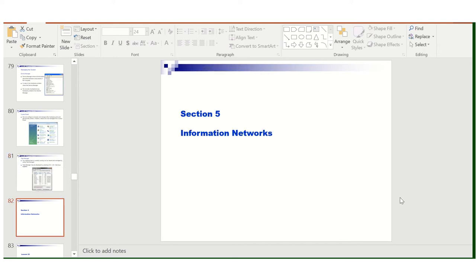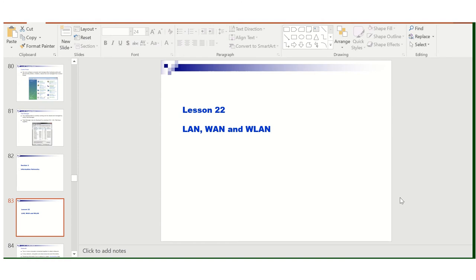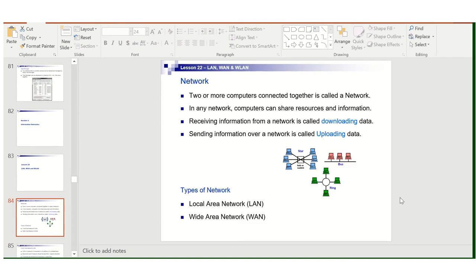Let's go. Information networks. We spoke about LAN, WAN, and wireless LAN. Local area network. Networking is really two or more computers connected together. It's called a network. Guys, we are summarizing, right? We're going quickly, and when you still have questions, feel free to ask. Just because it's a recap doesn't mean you can't ask. Of course, it will be better if you go to the previous clips and get detailed information. But if you want to ask, still ask, okay? I'm here for you. So that's a network.